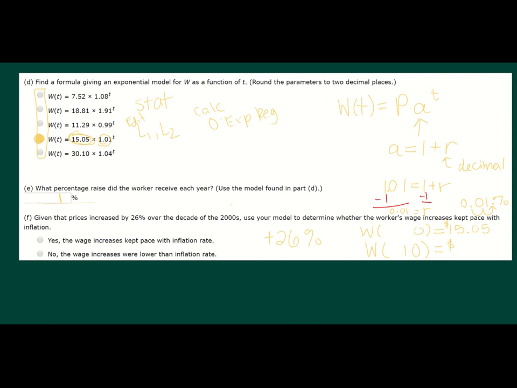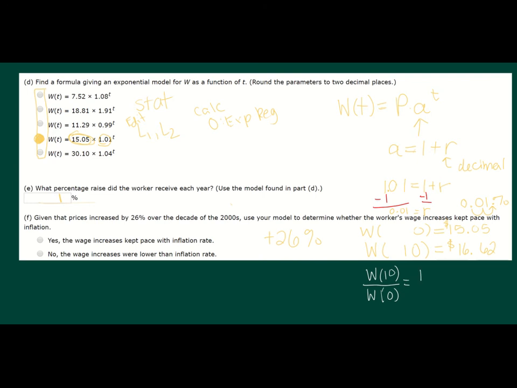So I'm doing 15.05 times 1.01 raised to the 10th power, and his wage is $16.62 if we round properly to the nearest penny. Our job is to determine how much his wage increased over the decade. In order to figure that out, I'm going to do this at the bottom. What we're going to do is make a ratio of the amount that he made at the end of the decade divided by the amount that he made in the beginning of the decade.